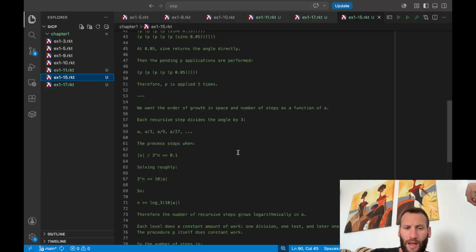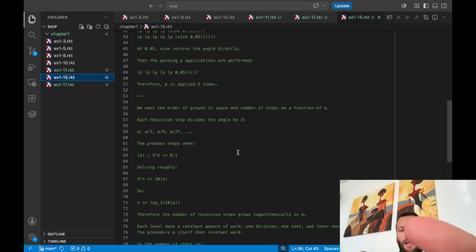We just need to rearrange this equation, and we have that 3 to the power of n has to be greater than 10 multiplied by the absolute value of A, and that is n must be greater or equal to the logarithm in base 3 of 10 multiplied by the absolute value of A. So we can say that the number of recursive steps, so the time complexity, grows logarithmically in A.